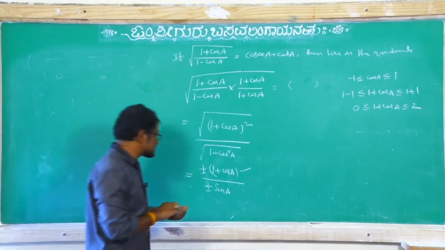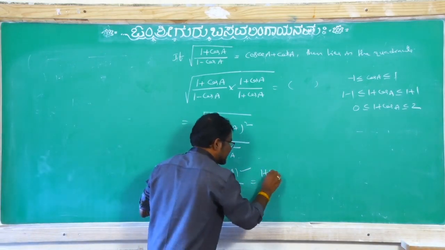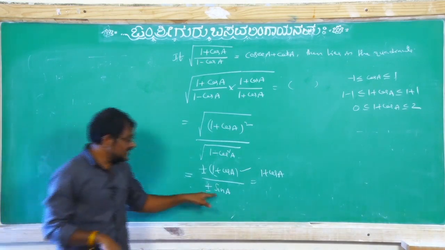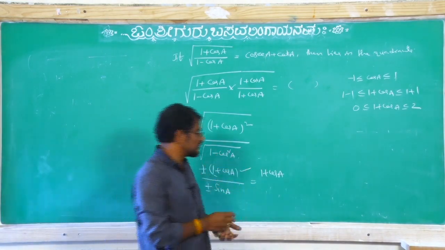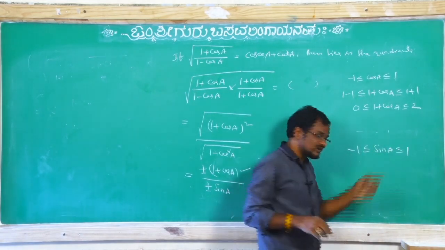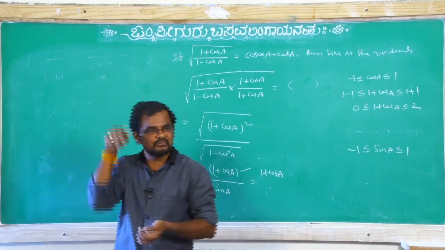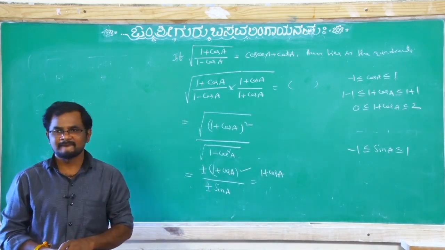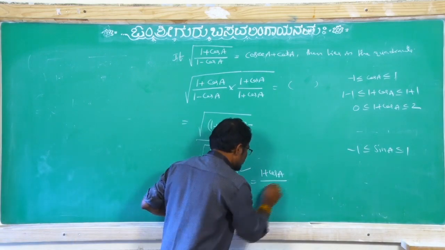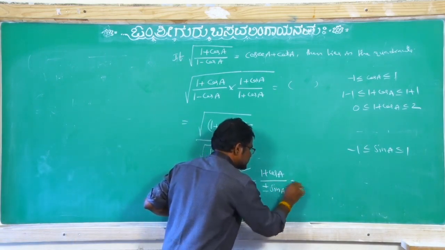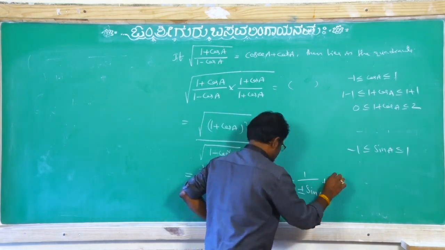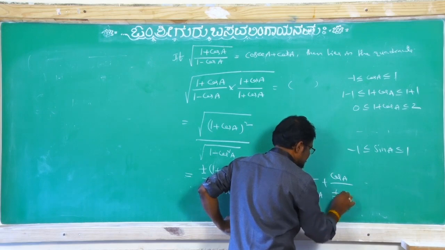So that's why it is non-negative, clearly we can write 1 plus cos A, because there is no negative there. But here negative is there or not, we don't know, because minus 1 less than or equal to sin A less than or equal to 1. Minus 1 to 0 negative, 0 to 1 positive. Both chances are there. Understood? So that's why both plus or minus like this: 1 by plus or minus sin A, next cos A by plus or minus sin A.